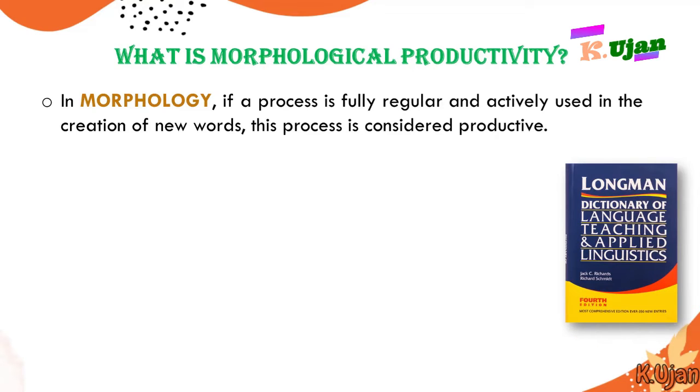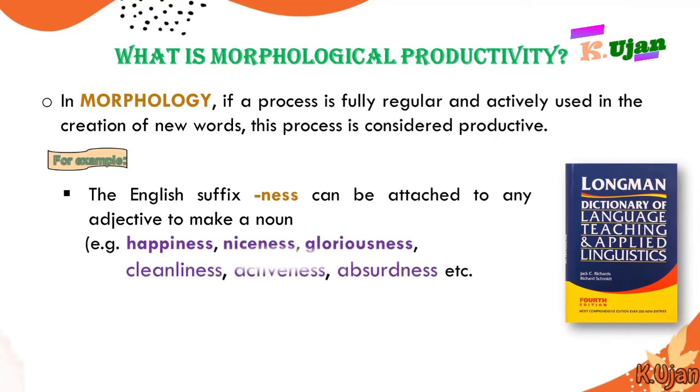For example, the English suffix -ness can be attached to any adjective to make a noun. The word happiness is made up of the adjective happy, and now happiness is a noun. In this way: niceness, gloriousness, cleanliness, activeness, absurdness, etc. Here we could say -ness has morphological productivity, or there is morphological productivity in English.